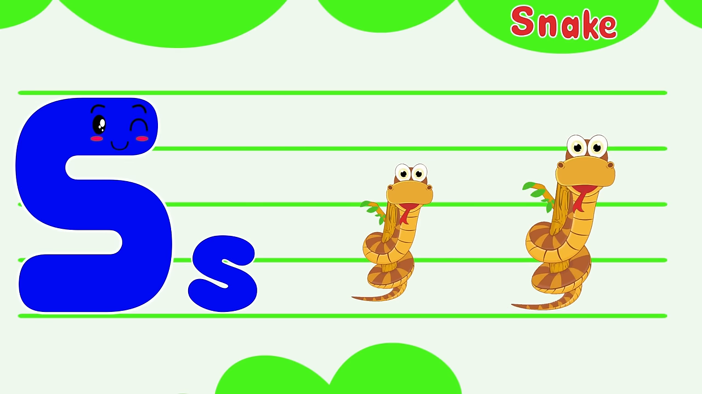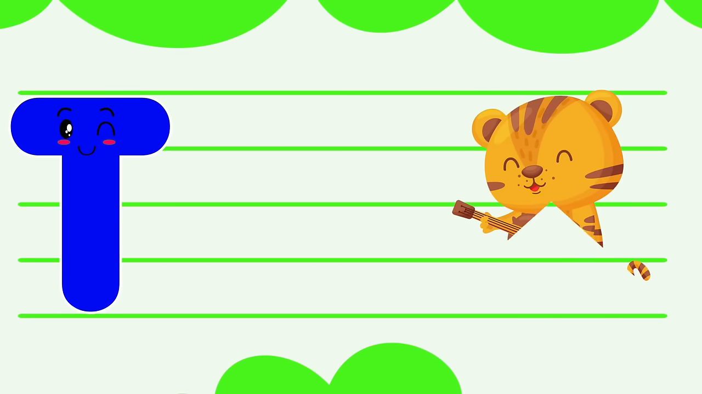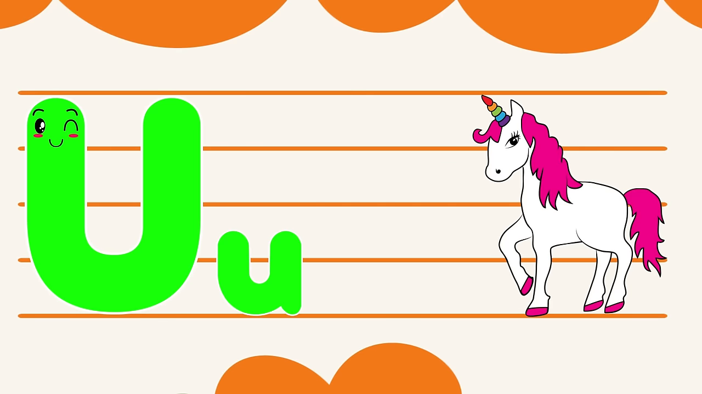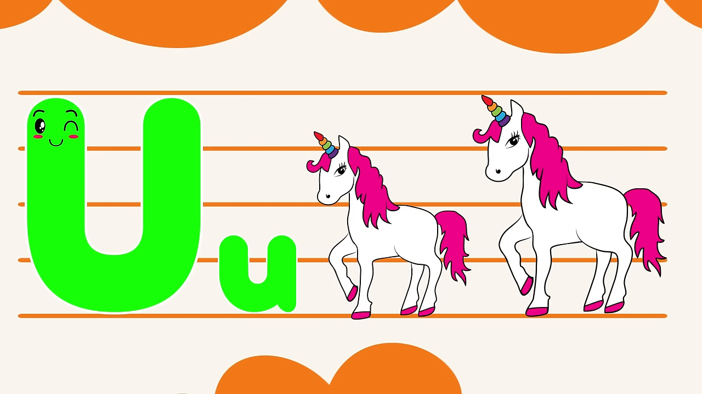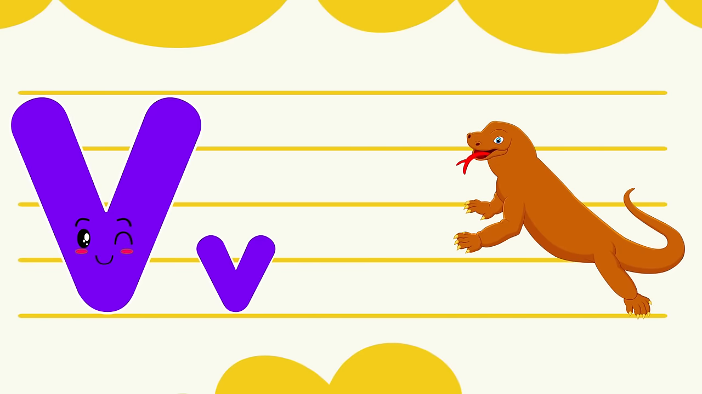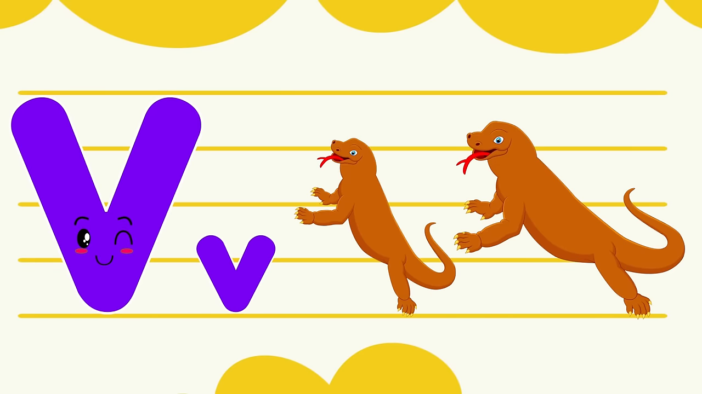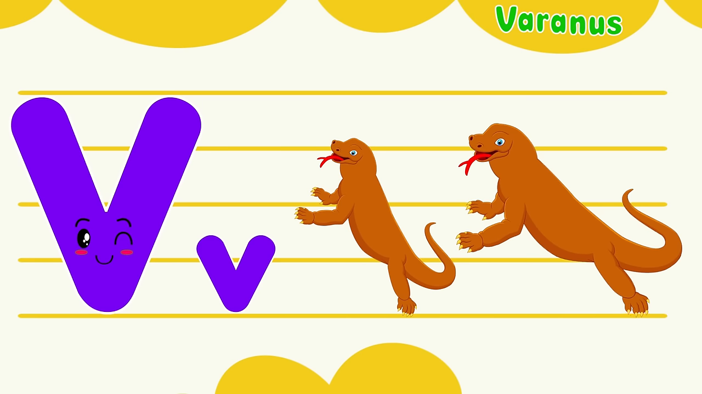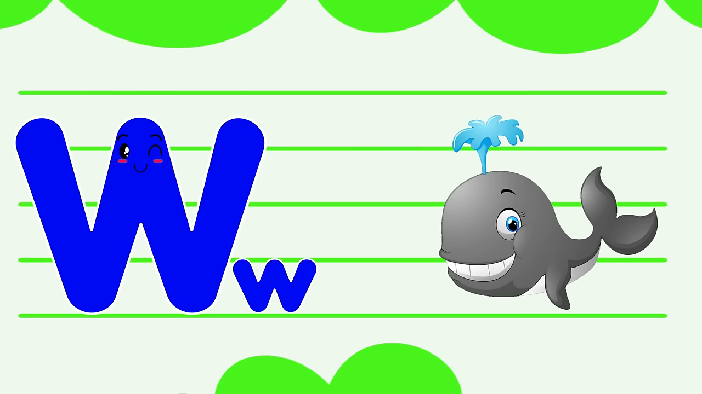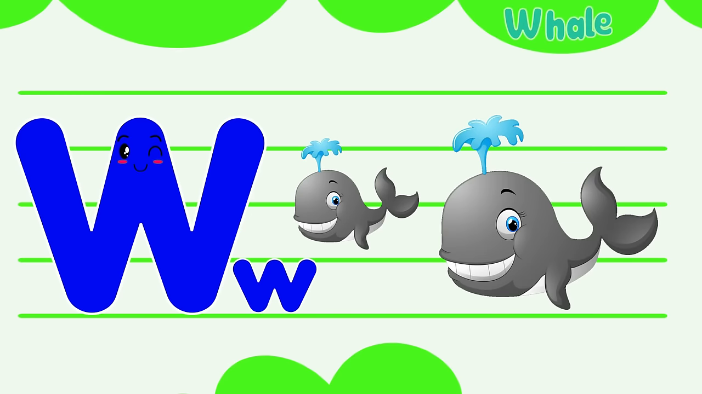S, snake. T is for tiger, t, t, tiger. T, tiger. U is for unicorn, u, u, unicorn. U. V is for varanus, v, v, varanus. V, varanus. W is for whale, w, w, whale.